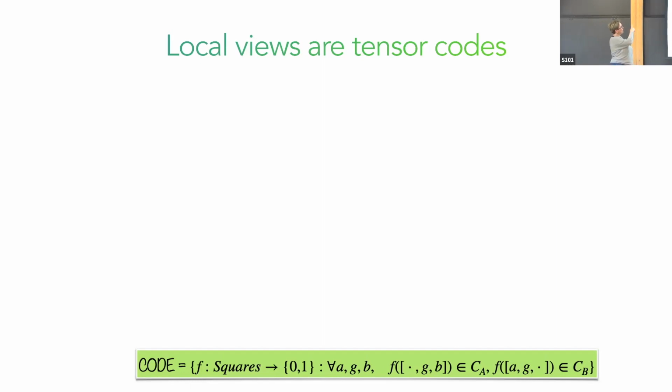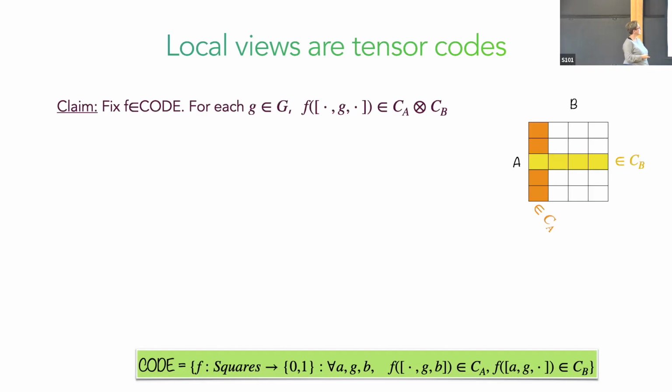Okay, so I want to talk about this intermediate code around the vertex. I want to show that this intermediate code is a tensor code. Okay, so I just copied the definition of the code down here. So what is my claim here? Choose some codeword, some F in the code. So it's a function on the squares. And I'm going to fix a vertex G. And I'm going to look at the restriction of the function to all the squares that touch G. Okay, so I'm writing it like this. And the claim is that it belongs to this thing.